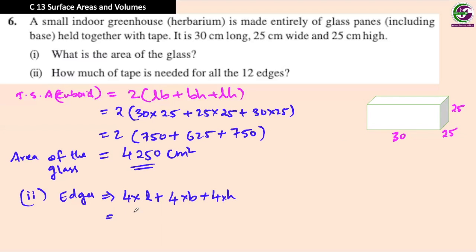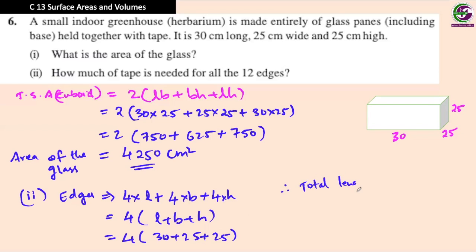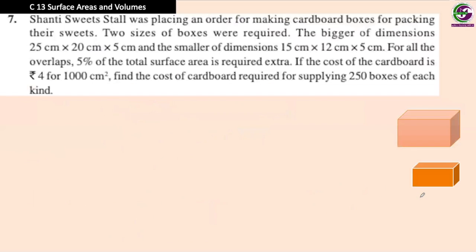So 4 is common, so we can take it out, 4 times (L plus B plus H), which is equal to 4 times (30 plus 25 plus 25). So we have total edge, so therefore tape needed, total length of tape, is equal to 4 times 80, which is 320 centimeter. Moving on to question 7.